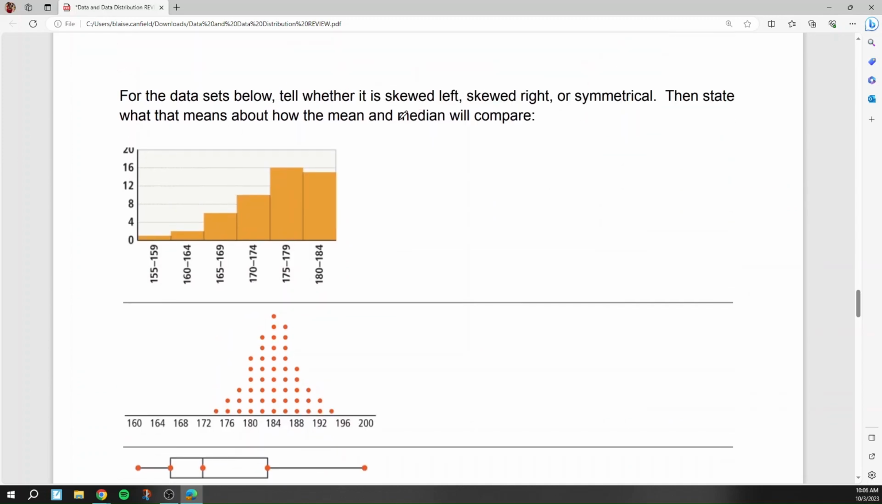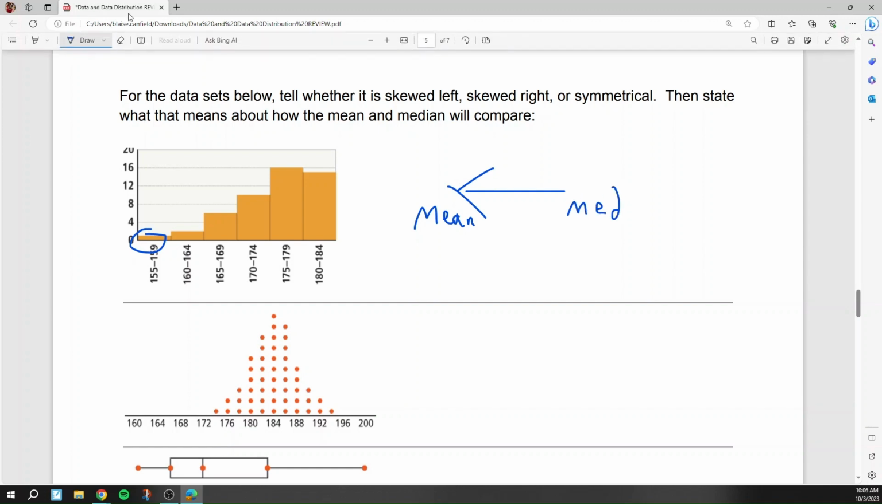All right, we want to talk about skewed left, skewed right. Remember, we pay attention to where the tail is or where the outlier is. So where the little bits on the end are. So here's a little bit on the end. It is off to the left. So that means this is skewed left. That means that if we were looking at the mean and the median, the mean would be pulled left. So it'd be to the left of the median. And that is skewed left.